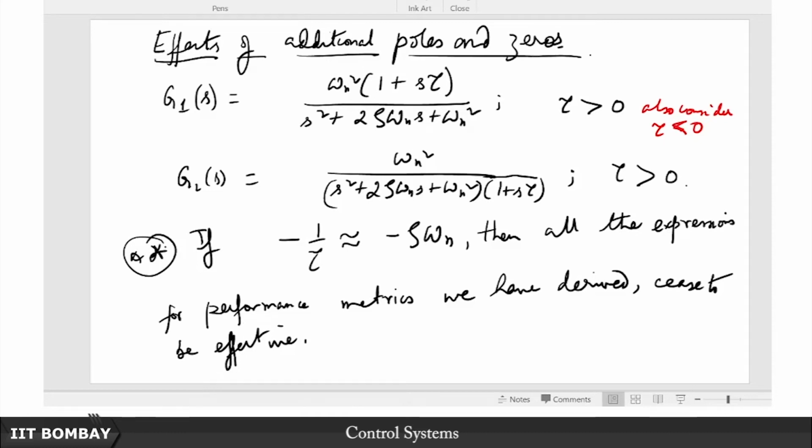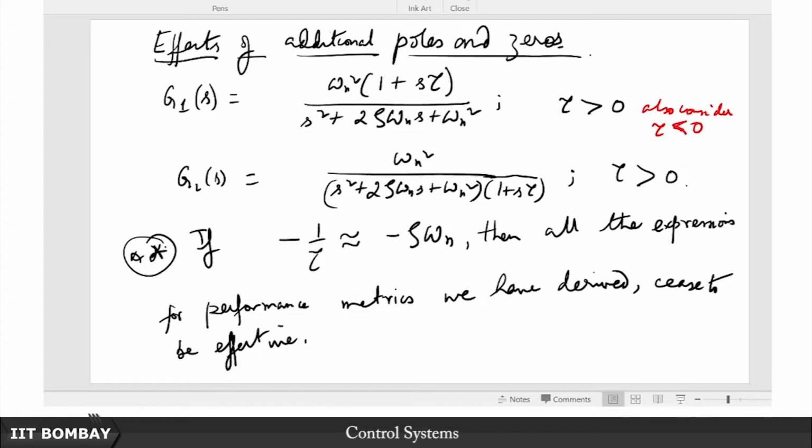You might derive all these performance metrics as we have done for second order systems, but the moment you have additional poles and zeros, you cannot just blindly say, okay, we still have the same expression, like for instance, settling time is given by 4 by zeta omega n. No, it wouldn't necessarily be that, right?